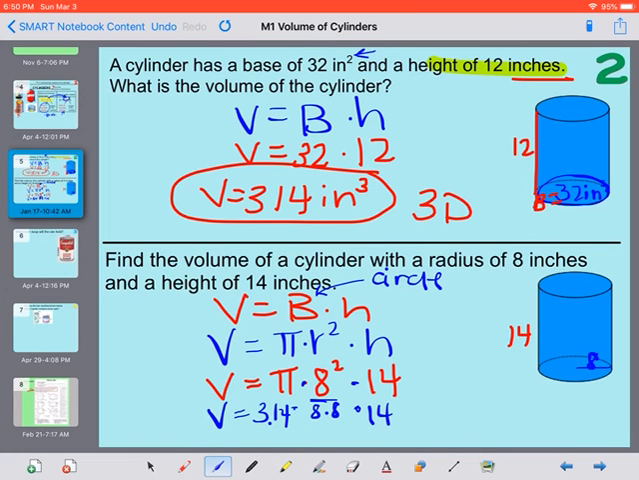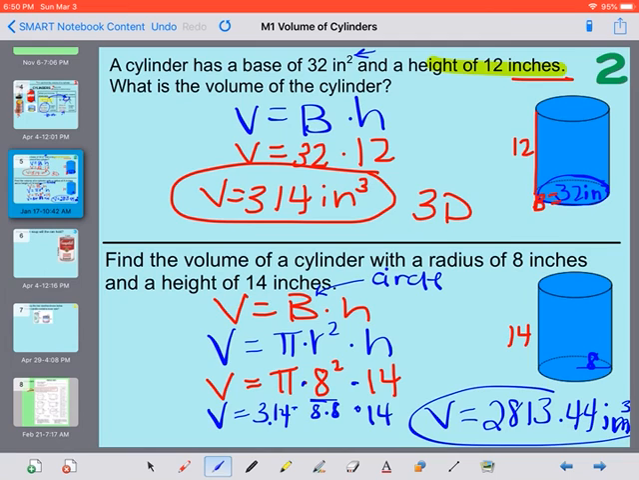And that's going to give me my volume. So the volume of this cylinder is 2,813.44, and we're talking about inches, so inches cubed, to the power of 3. Alright, so this one, if you did plug it in your calculator, you could have used the pi button and then hit times 8 to the power of 2, little x squared button, and then times 14. That will give you the same answer.